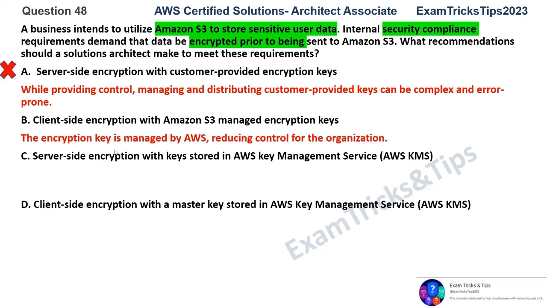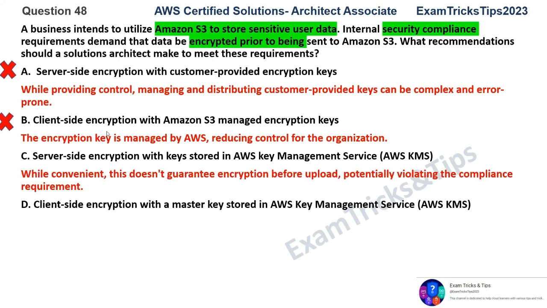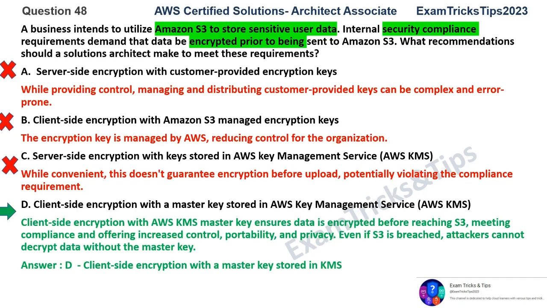So as we have just seen, we've ruled out anything that is server side. So that's why option C and A have gone. And B is gone because we have a better option, which is the master key stored in AWS KMS for encryption, which provides better security control. So that's our answer. Option D, client-side encryption with a master key stored in KMS. That's it on this question. Let's move on to the next question.